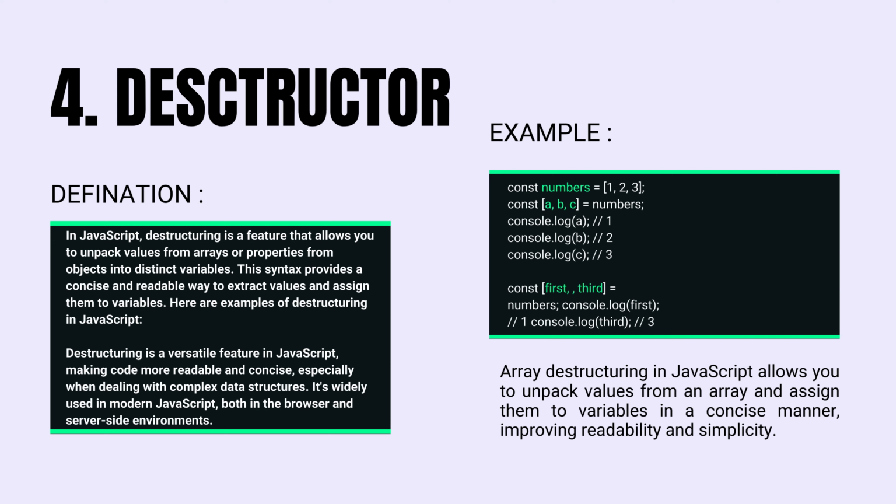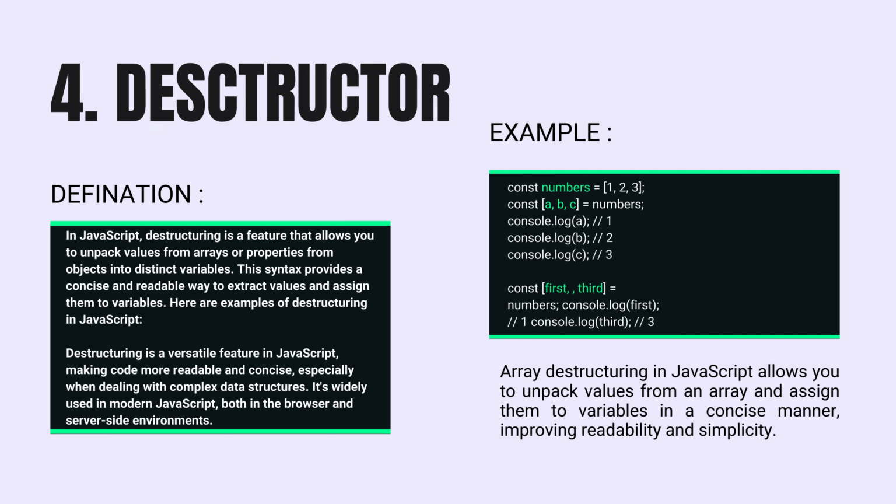Array destructuring in JavaScript allows you to unpack values from an array and assign them to variables in a concise manner, improving readability and simplicity.